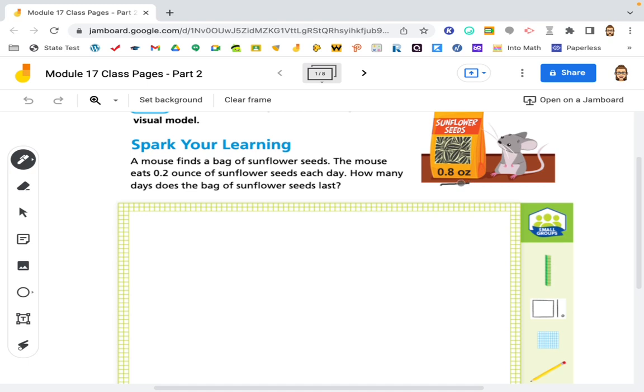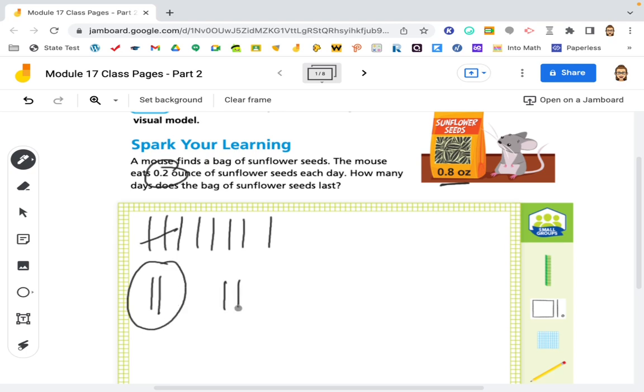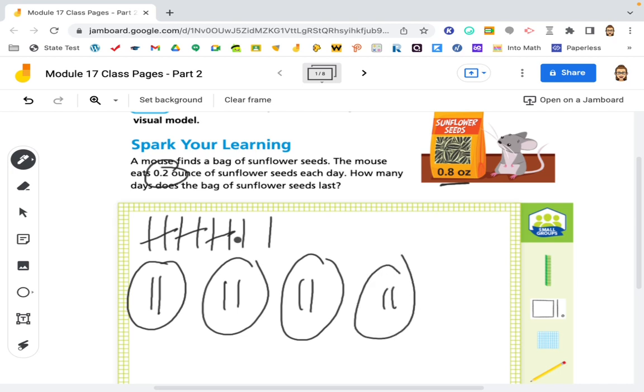I'm going to start by showing 8 tenths. So I'm going to have 1, 2, 3, 4, 5, 6, 7, 8. Now I want to divide them into groups of 2 tenths. So that means I'm going to take 2 and put them in a group. Take 2, put them in a group. Take 2 and put them in a group. And take 2 and put them in a group. So that would leave me with 4 groups or 4 days.